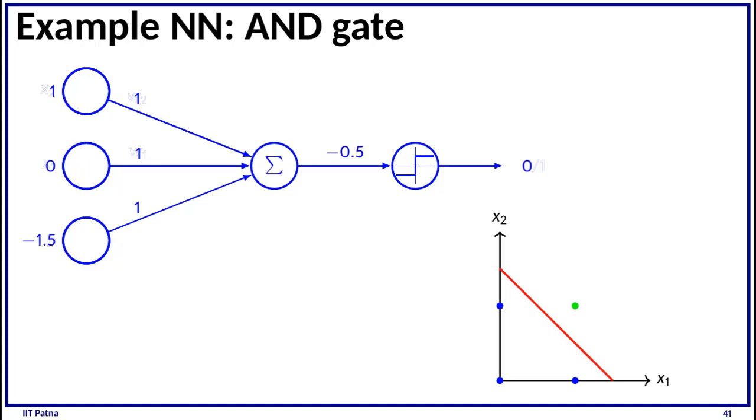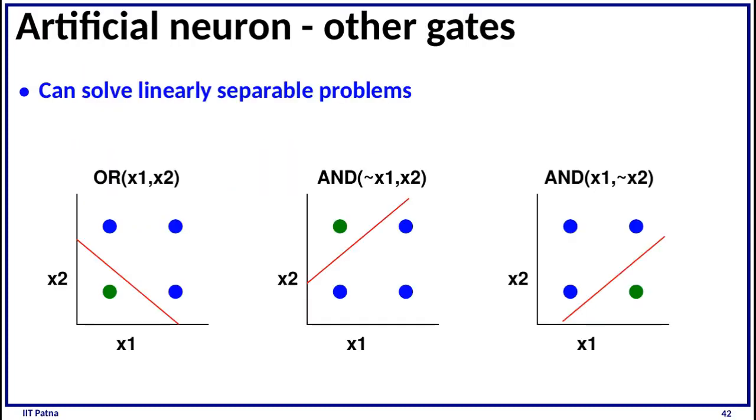I can actually figure out the equation of the straight line. So this is an example in which we can have a single neuron classify the set of points. If we look into some other examples, like an OR gate, or a different version of the AND gate, we'll still be able to classify with a single neuron. So effectively, what does a neuron do? It linearly classifies into two groups. And these examples are linearly classifiable, so we can solve this problem using a single neuron.